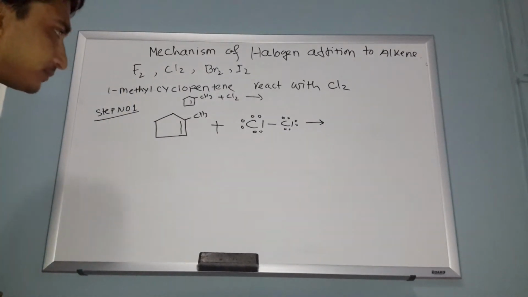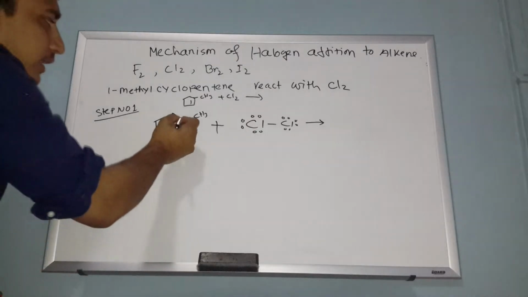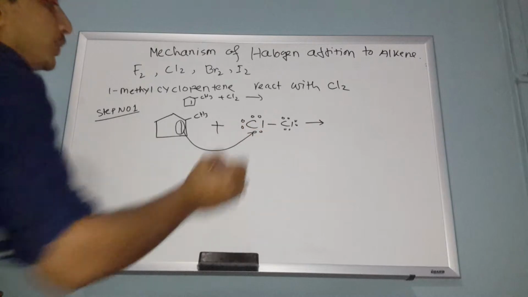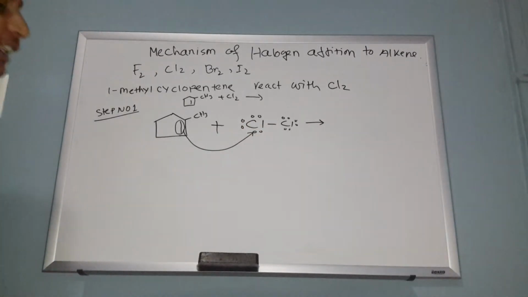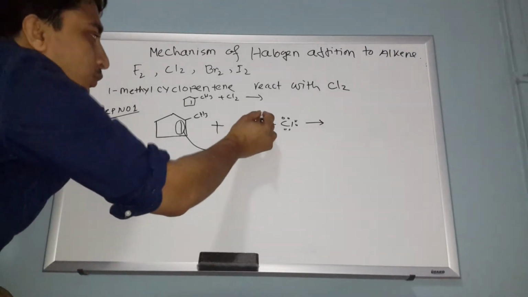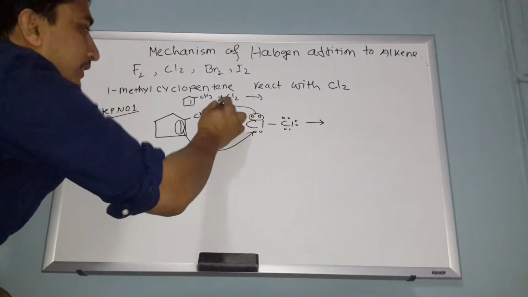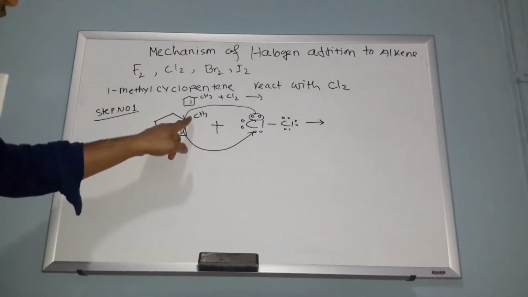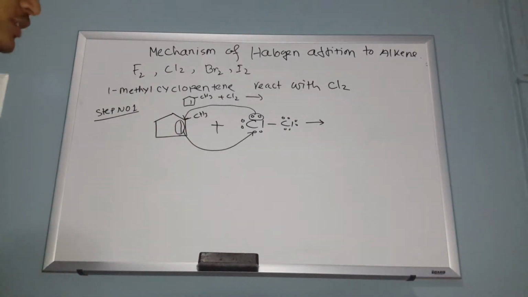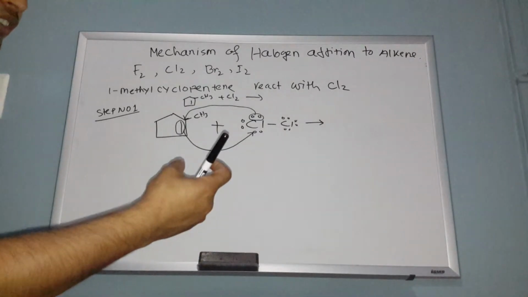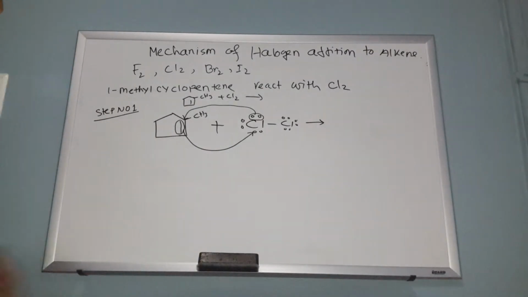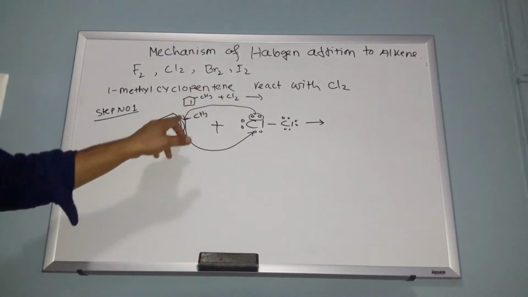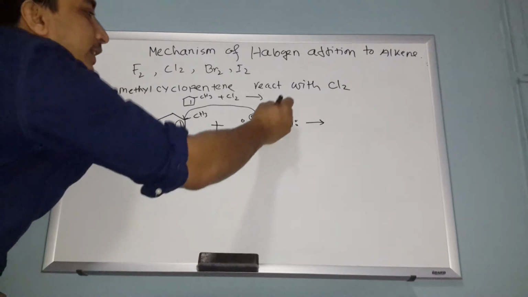Okay, so what happened? This pi bond is attacking this chlorine. When this pi bond is attacked to this chlorine, what happened? This chlorine 2 lone pair is going to attack this carbon. It doesn't matter with this carbon and that carbon. It doesn't matter. It's the same thing, because it's going to be making one kind of ring-like structure. When this pi bond attacks this chlorine and this chlorine 2 lone pair attacks in there, this bond automatically breaks down.